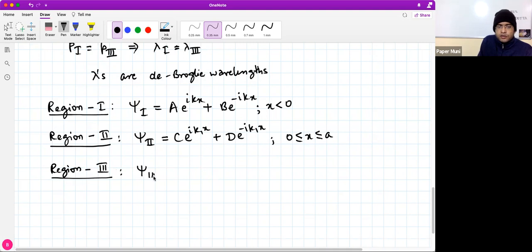In this case, let's say that we have a, b, c, d, but we are not using e, because E is already reserved for energy. Now this is x.